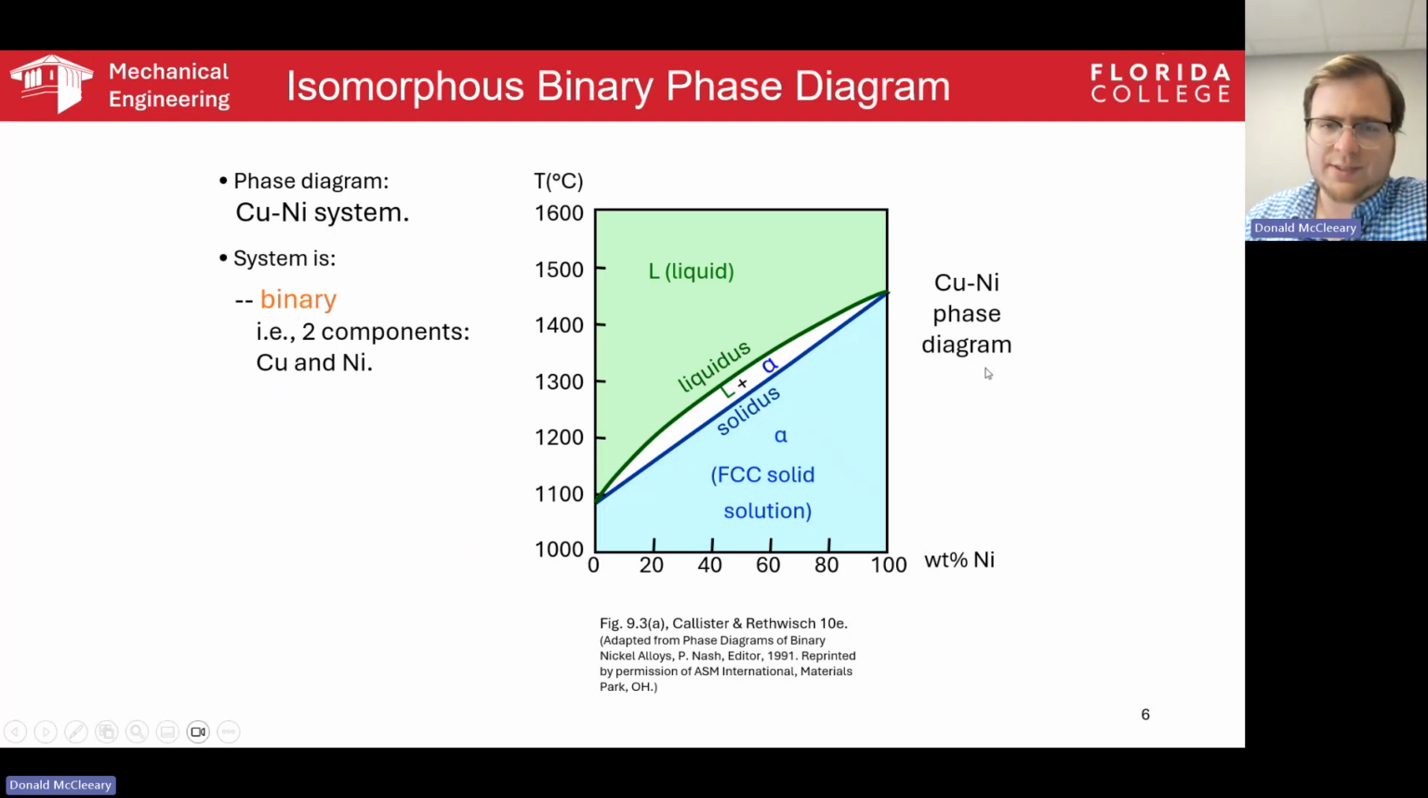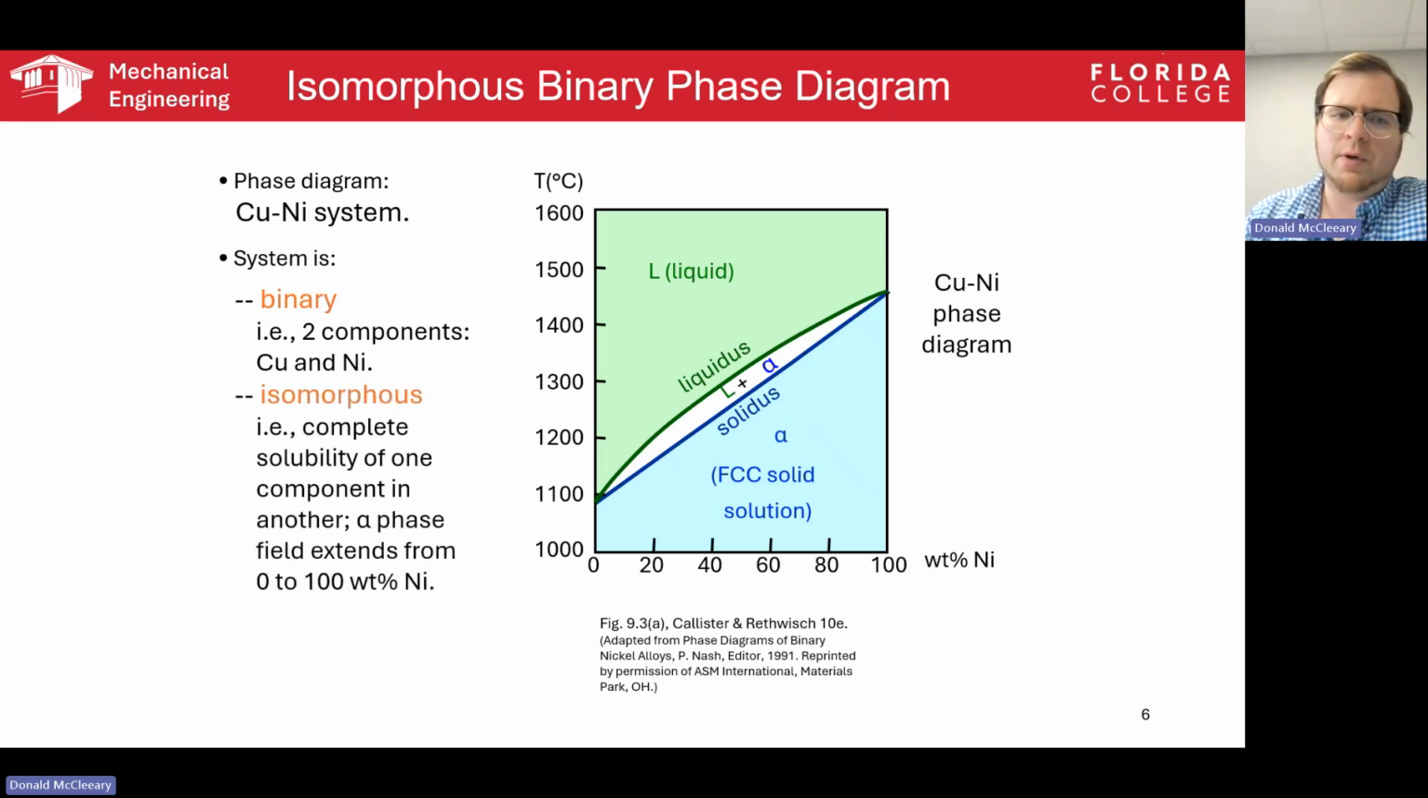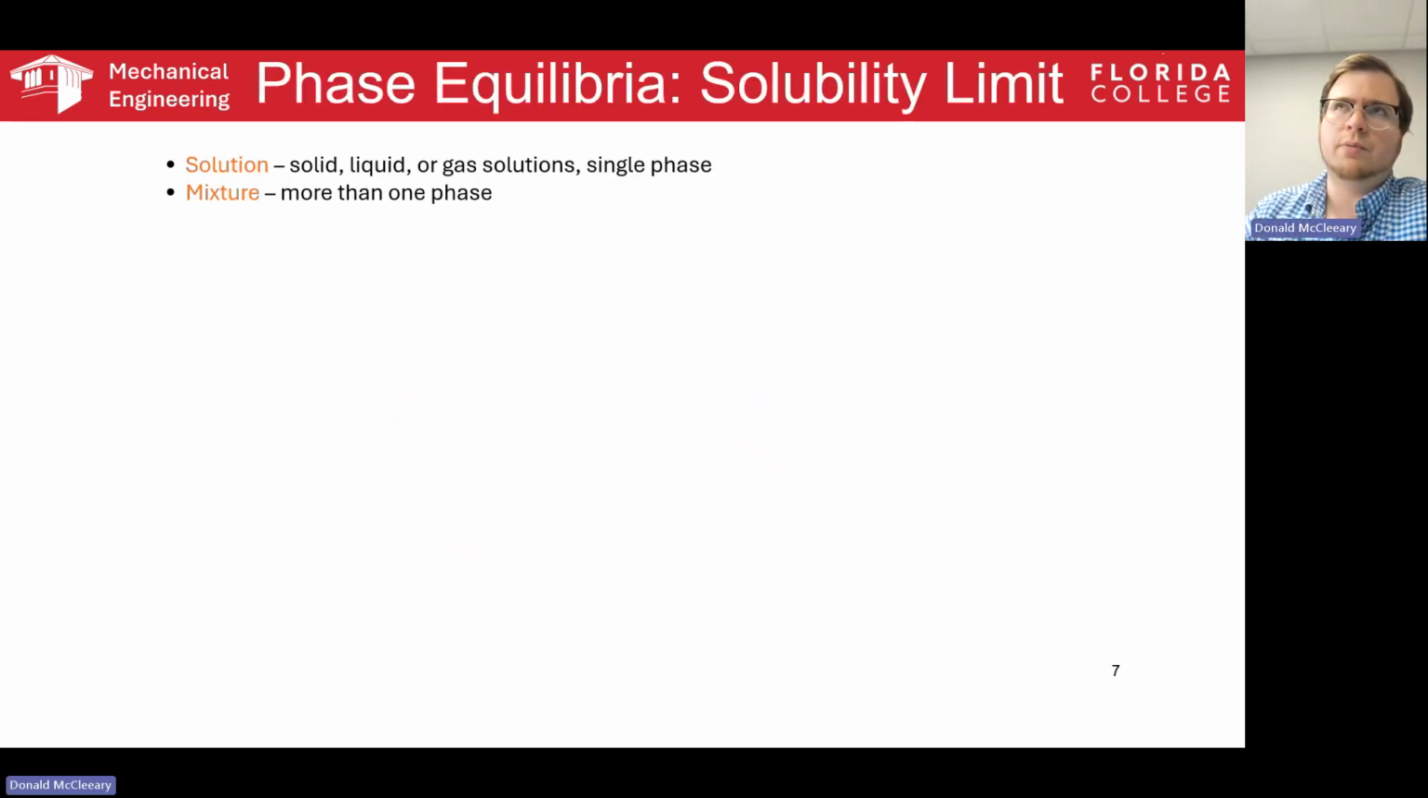So that's why this chart exists. It's binary because you have two types of components. And it's isomorphous, which means that you have complete solubility of one component into another. So your alpha phase, this FCC solid solution that we have, is one. It covers all the way from the very beginning to the very end. It's 100% solubility, which is not true for many materials.